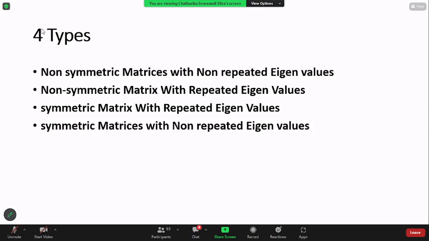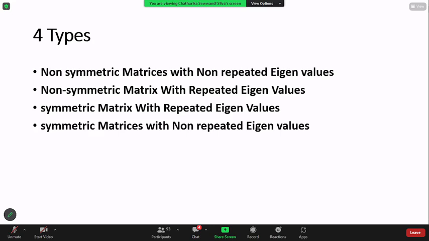In our stats, we call it permutations and combinations. With the two pairs, we have come up with 4 different types: non-symmetric matrix with non-repeated eigenvalues, non-symmetric matrix with repeated eigenvalues, symmetric matrix with repeated eigenvalues, and symmetric matrix with non-repeated eigenvalues. These are the 4 types that we are mainly going to consider within this lecture.